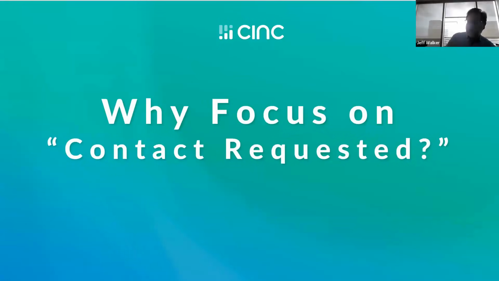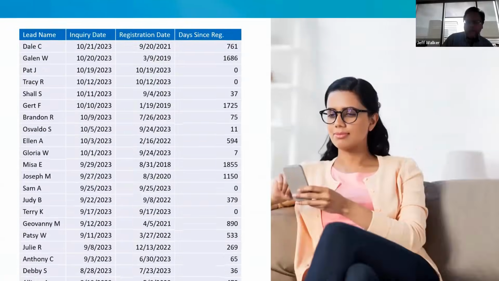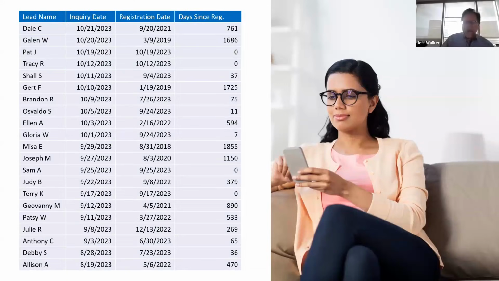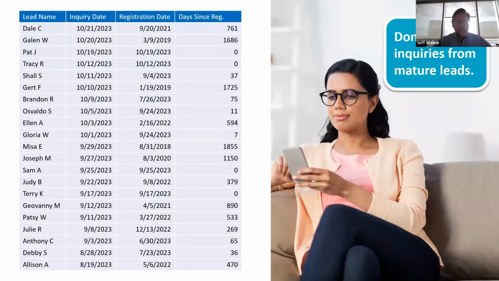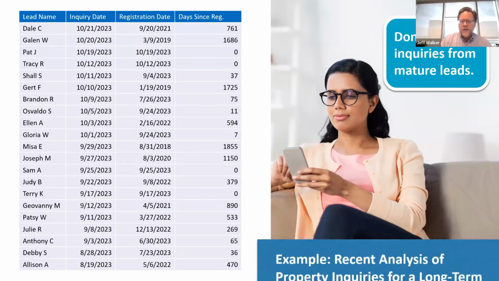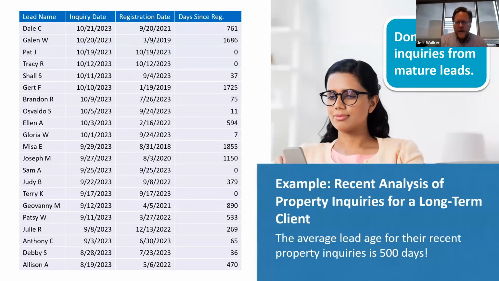And so that leads me to the next question of why this focus on contact requested? This was a little interesting analysis I did on a client's inquiries. I did this last fall. And the longer you've been on CINC, the more you find that there are inquiries because the leads have a longer time to mature. What's kind of cool about this is that it was done in October.